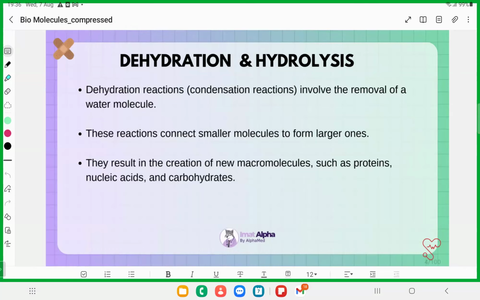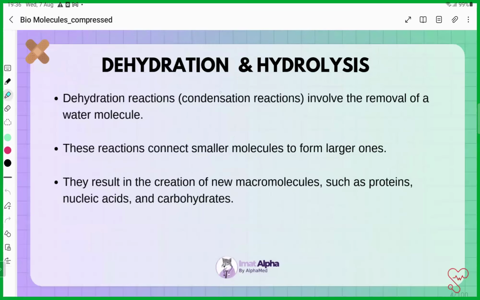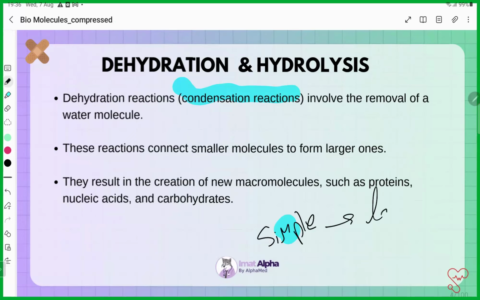So condensation reactions involve the removal of water molecules. These reactions connect smaller molecules to form larger ones. So we start from a simple molecule, we end up in a large or complex molecule. They result in the creation of new macromolecules such as proteins, nucleic acids, and carbohydrates.